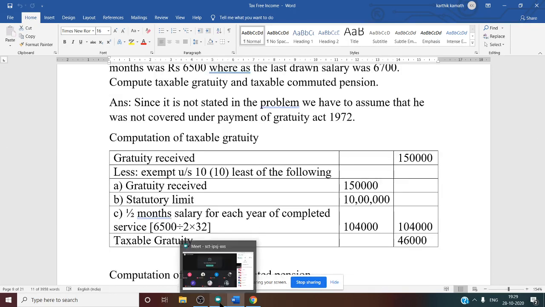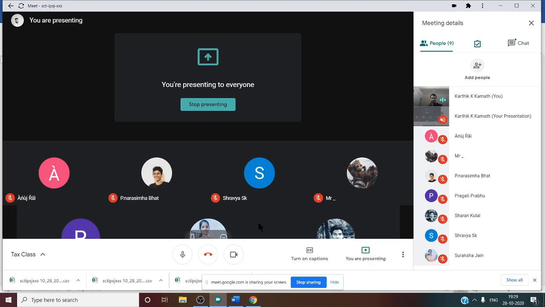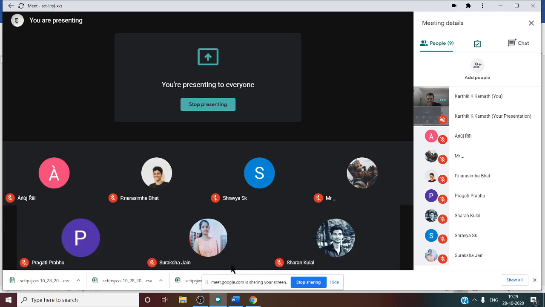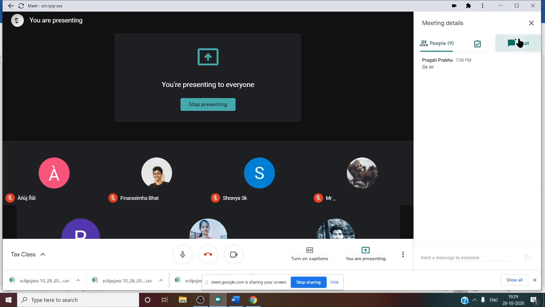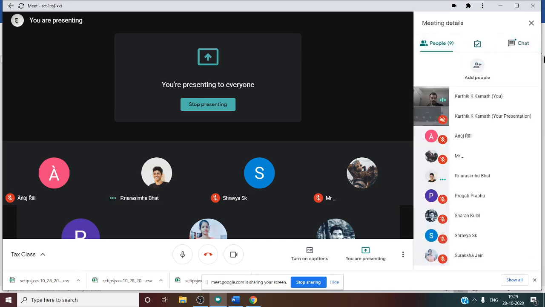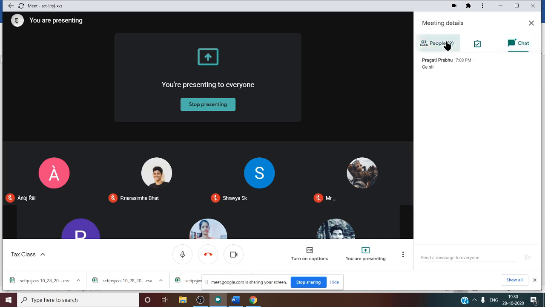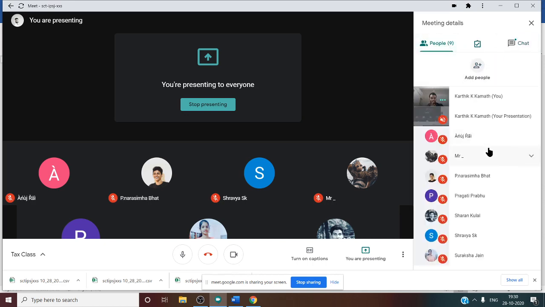Is this clear? Any doubt regarding this one, commuted pension? Any doubt regarding this problem? You can unmute yourself and ask, or comment in the chat box also. No, Narasimha is saying no. What about others? Anu, Hanumanta, Prakati, Sharan, Shavya, Suraksha? Why are you all not responding? Yes, tell me.